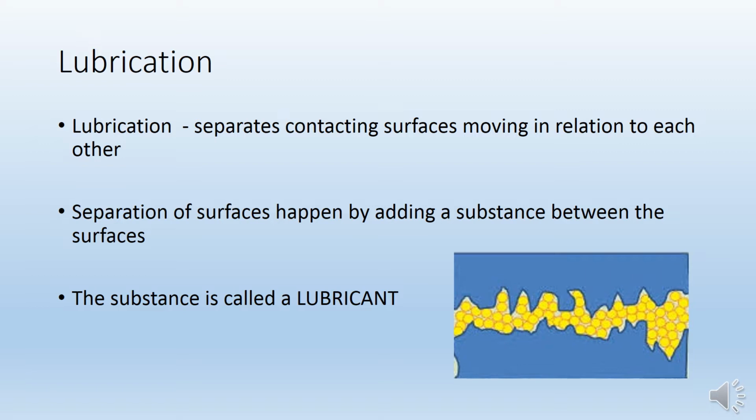Lubrication separates contacting surfaces moving in relation to each other. This separation is achieved by adding a substance between the two surfaces, and that substance is called a lubricant.